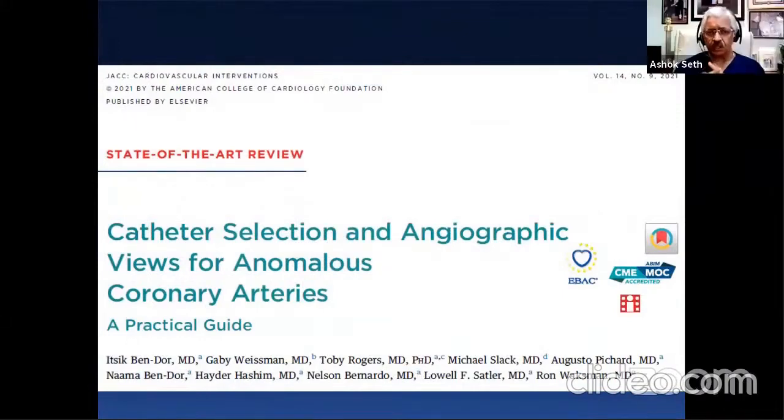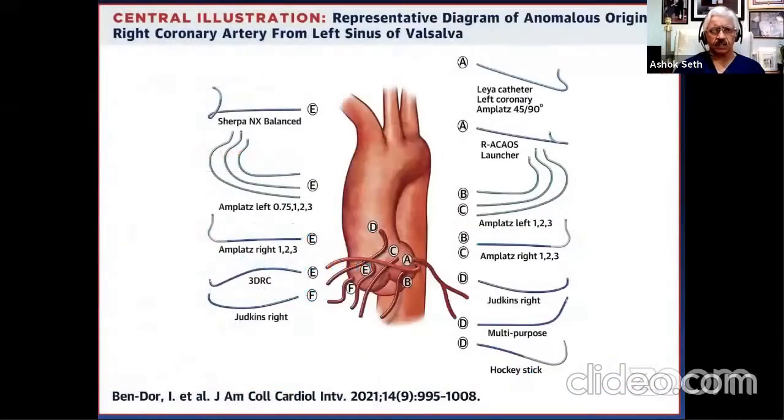Now, this is an important aspect, which I think is a very nice paper, a publication from this year in the JACC Cardiovascular Interventions. I would urge all to look at this, and many of you may have already read it. It's a good one because it gives a good perspective of anomalous coronary arteries and the way to intubate these. It goes through a variety of catheters, as you can see here.